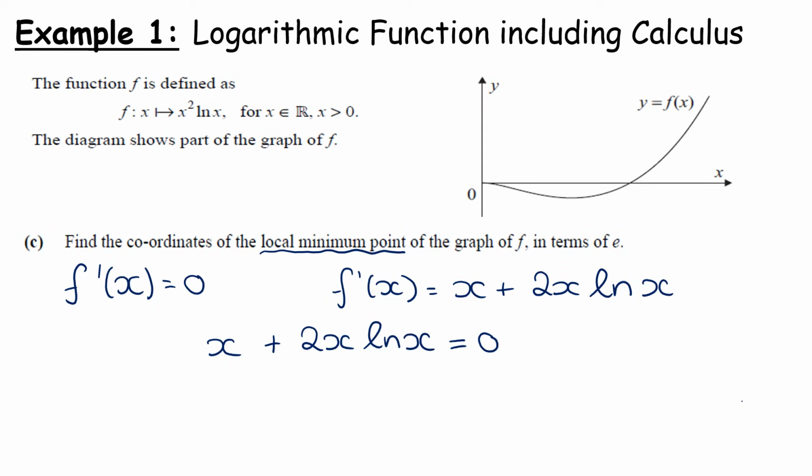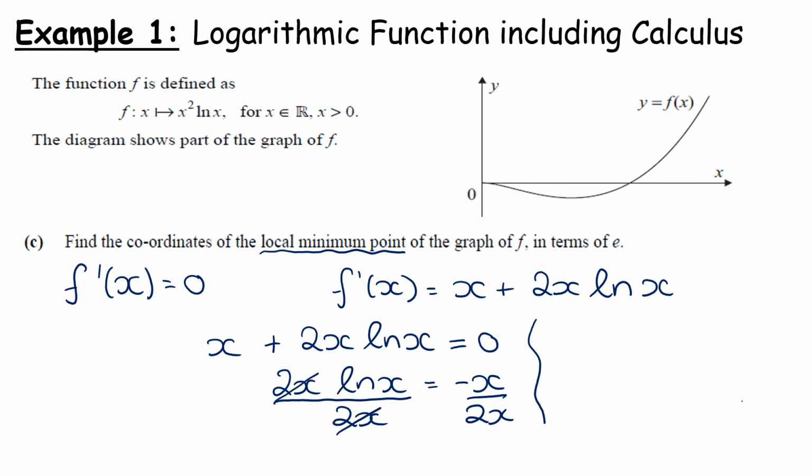So the first thing I'm going to do is bring the x over, so take away an x from both sides, then I'm going to divide both sides by 2x. Now, usually we wouldn't divide by a variable like x, we would keep it, but we only want one particular answer here, so we're not going to lose an answer as such, so it's not a huge issue. So we end up with the natural log of x equals minus a half.